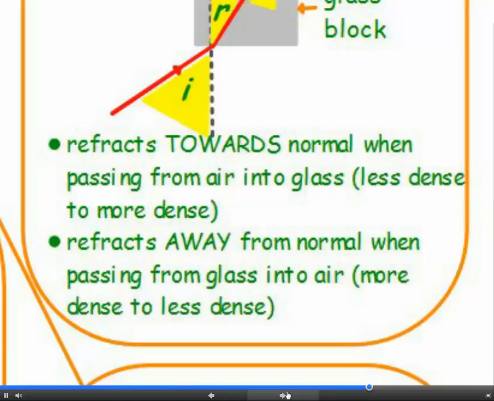Now light refracts towards the normal when it's passing from air into glass, or when it's passing from a less dense medium into a more dense medium, and it refracts away from the normal when it's passing from glass into air, or when it's passing from any more dense medium into a less dense medium.